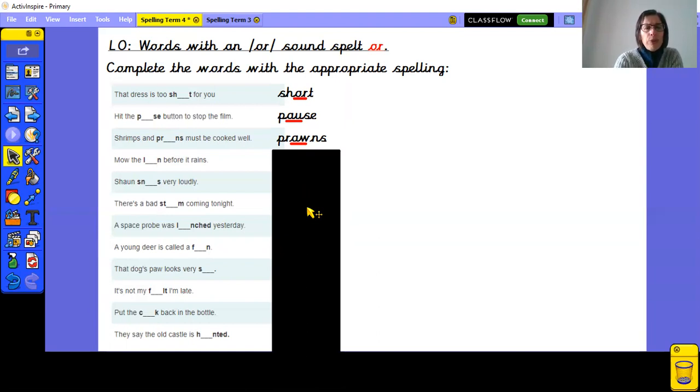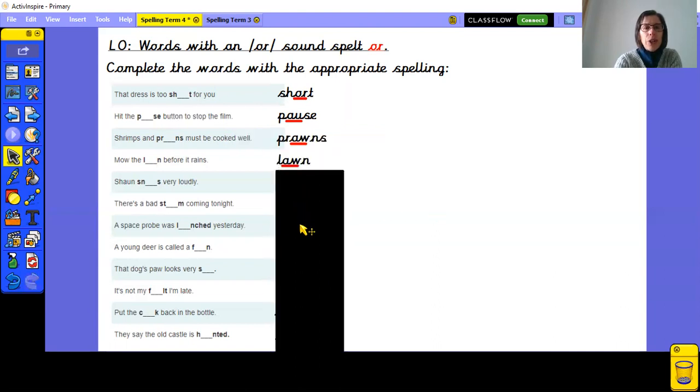Mow the lawn before it rains. I'll give you like 5 seconds. 5, 4, 3, 2, 1. Here it comes. L-A-W-N. Brilliant.